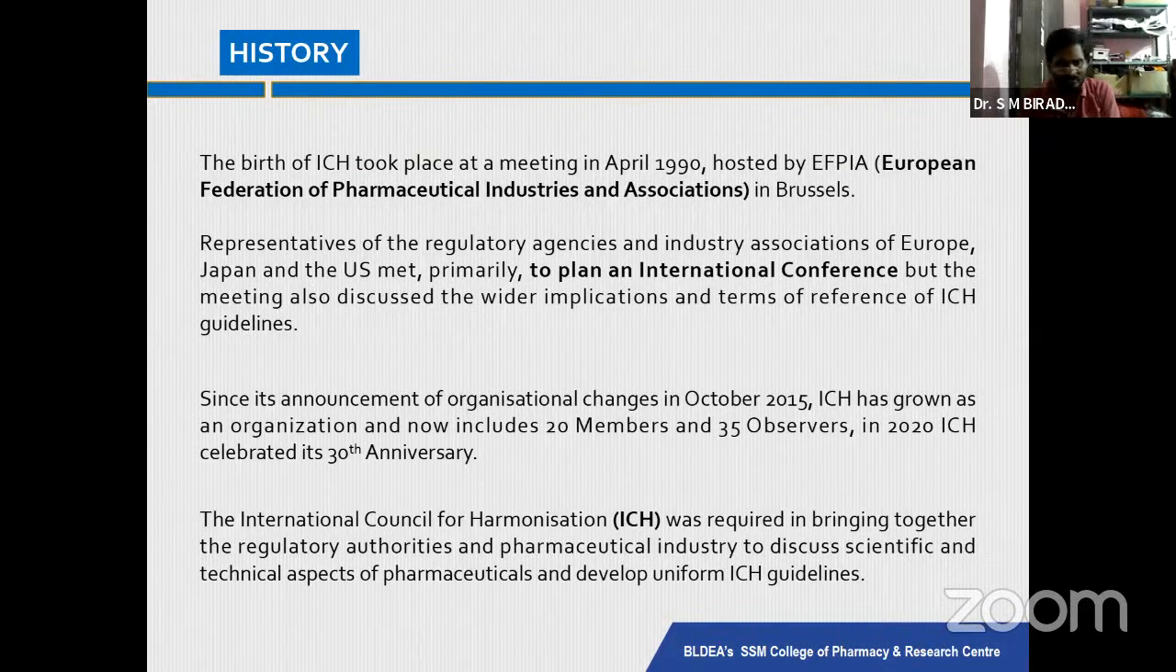Okay, why was the International Council for Harmonization required? It was required to bring together all the regulatory authorities and pharmaceutical industries to discuss scientific and technical aspects of pharmaceuticals and develop uniform ICH guidelines. So we aim to maintain all the standards while preparing and exchanging information. Suppose I have prepared one product, I will exchange all the quality details of that product, and they have to believe it. If they have prepared something in Europe or Japan or US, and I am a member of that ICH organization, I should believe it.